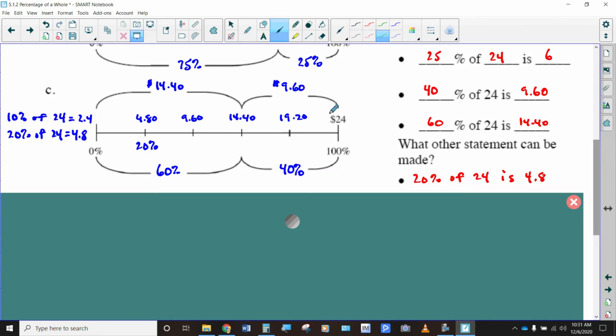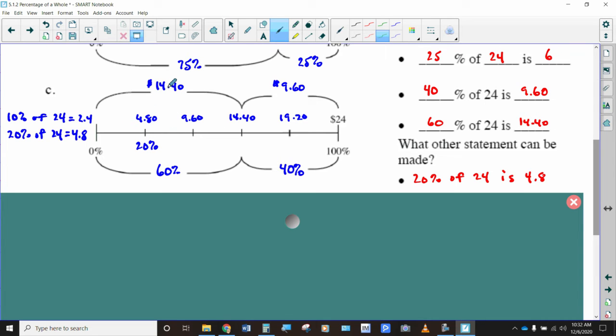In this case, the 24 was the total, right? We've got it listed here. And it's broken up into 5 equal parts, which means that each one of these intervals represents 20%, right? 20, 40, 60, 80, 100. So I'm going to take 24 and divide it by 5. That's going to give me, each one of these intervals would be $4.80. Or I could think, if I know that 10% of 24 is $2.40, then 20% would be twice that amount, which would be $4.80. So each one of these is $4.80.